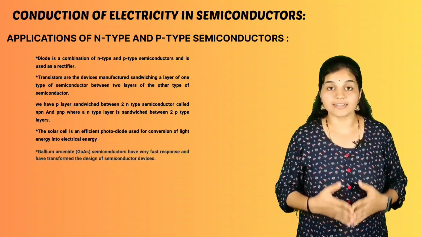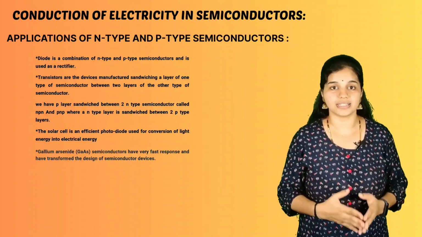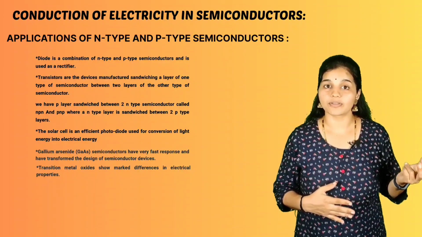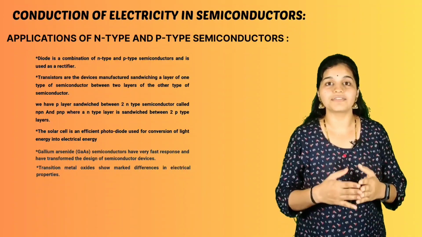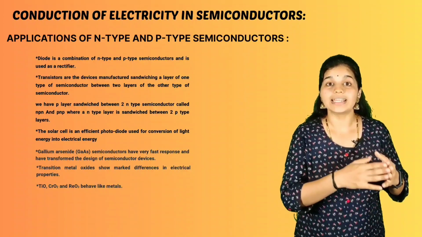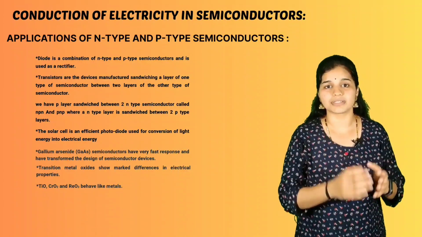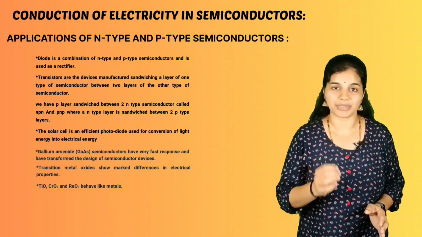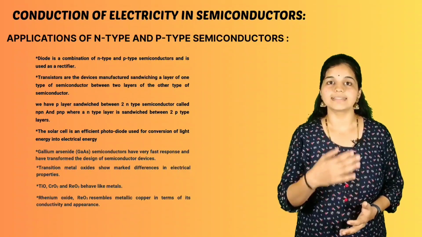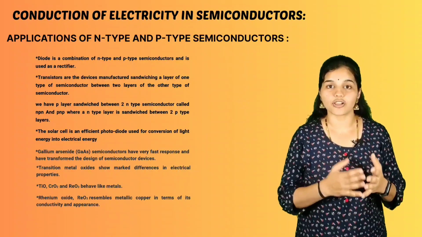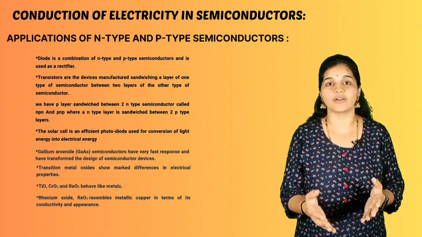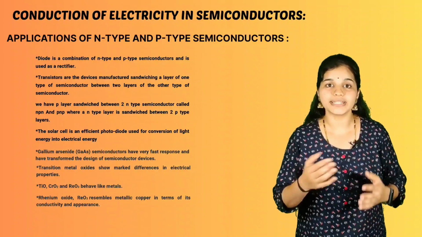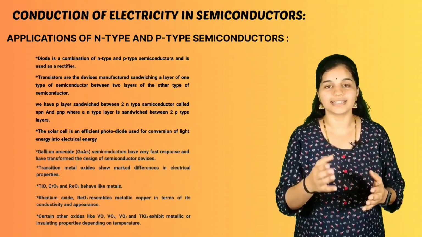Transition metal oxides show marked differences in their electrical properties. Titanium oxide, chromium oxide and rhenium oxide behave like metals. Rhenium oxide resembles metallic copper in terms of its conductivity as well as appearance. Certain other oxides, like the oxides of vanadium as well as the oxides of titanium, exhibit metallic or insulating properties depending on the temperature.